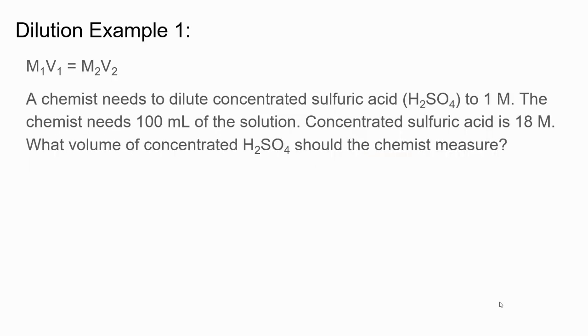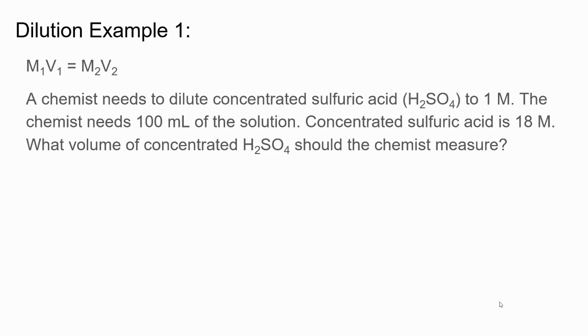So here is the first story problem. A chemist needs to dilute concentrated sulfuric acid to 1 molar. The chemist needs 100 milliliters of the solution. Concentrated sulfuric acid is 18 molar. What volume of concentrated sulfuric acid should the chemist measure?